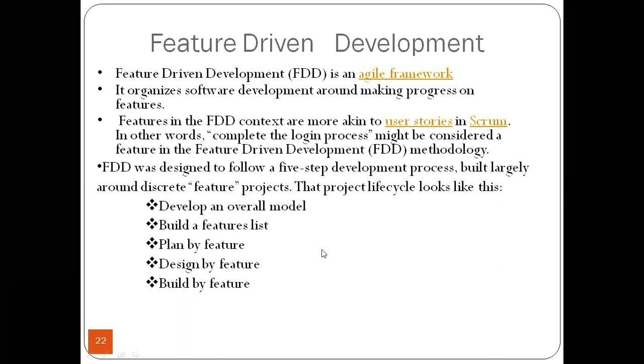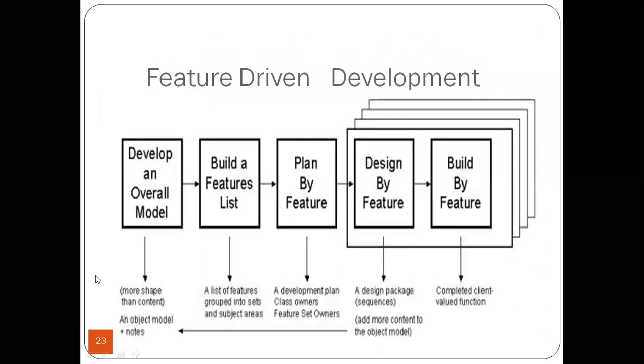Let us see these five phases as a diagram. This is the diagram for FDD, implementing those five phases. What is the first phase? Develop an overall model. First of all, we are going to shape out the total system or total project, and take an overview of that project.